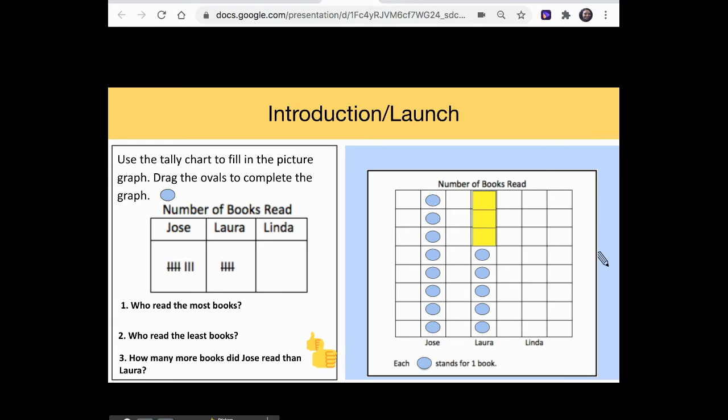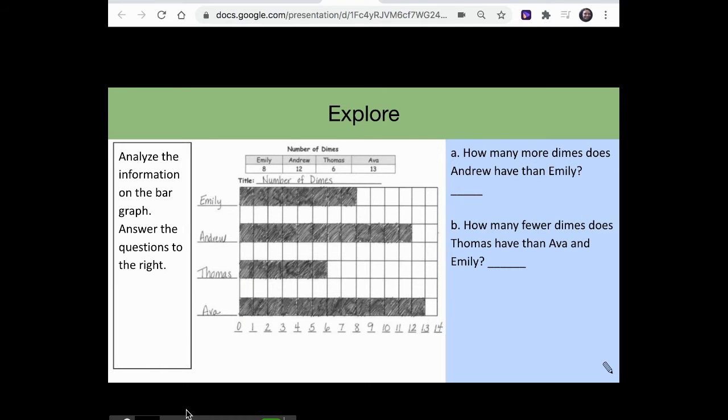If you have the same answer as me, you can give yourself a thumbs up. Good job. Analyze is a college word that means to look closely at the information or data in this bar graph. We are going to use it to answer the questions on the right.